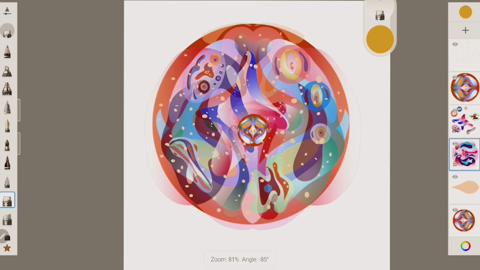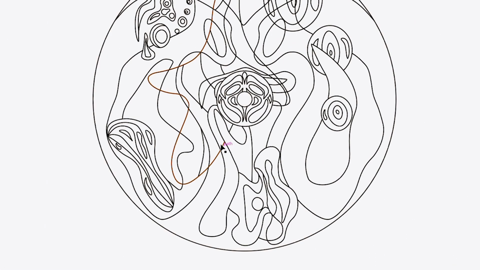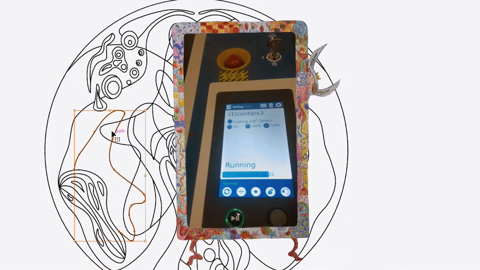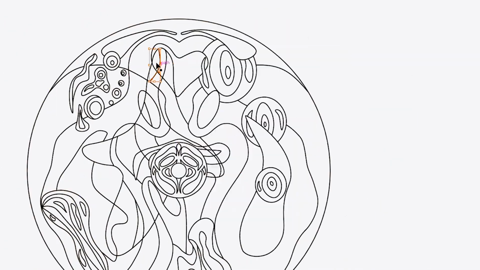So when I was happy with my original drawing, I proceeded to retrace it to make a technical drawing. So a drawing that was in a format that can be easily read by a laser cutter. And a laser cutter is a machine that can cut very precise shapes in materials such as plexiglass thanks to a laser. And it's kind of magical.